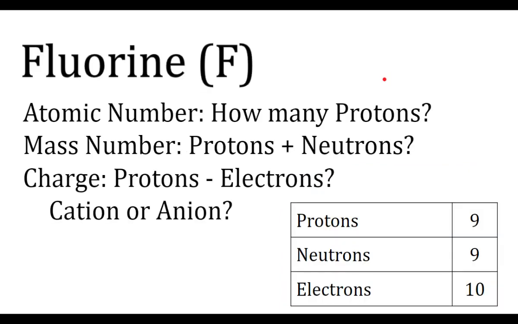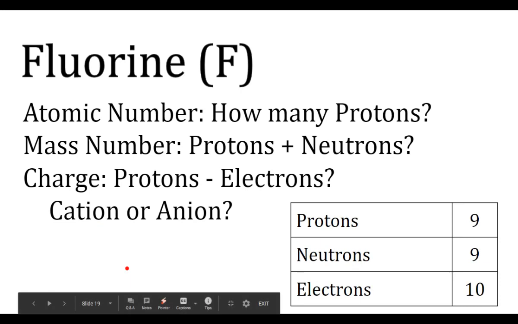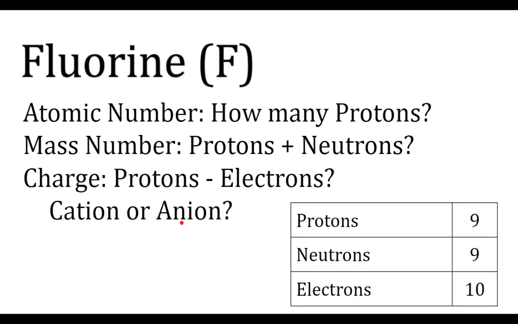So fluorine. How many protons? What's the atomic number? What's the mass number? And what's the charge? And then I want you to tell me, based on the charge, is that a cation or an anion? Okay, so my atomic number, 9, easy. Mass number, 9 plus 9 is 18, also easy. Electrons, 10, so 9 minus 10 gives me -1, which means its charge is -1. And if it's a negative charge, that means it's an anion.